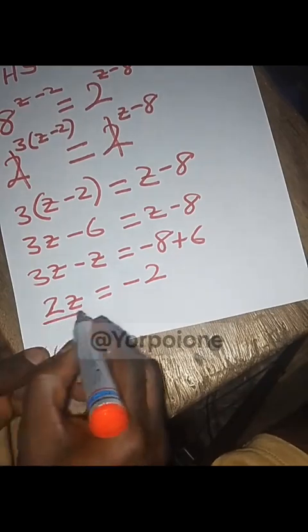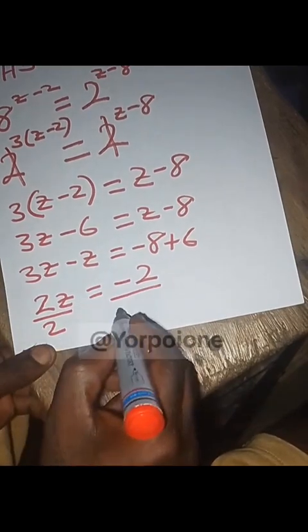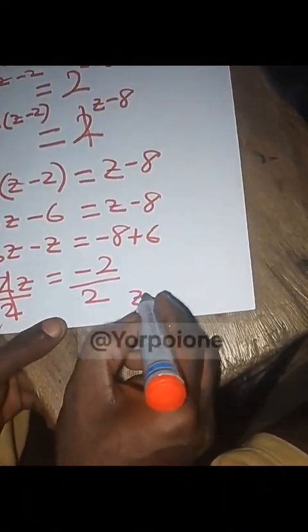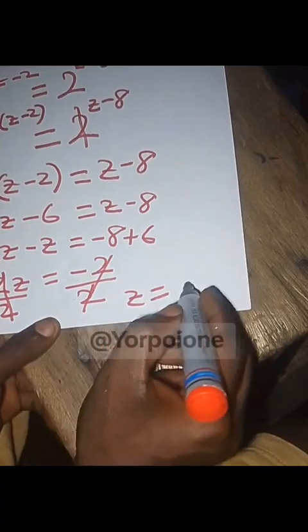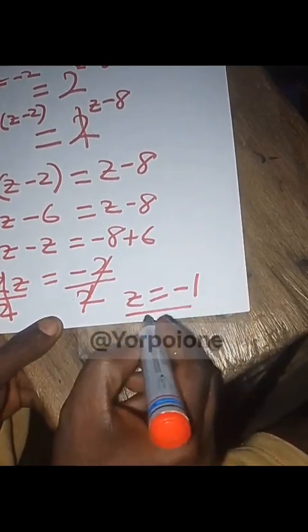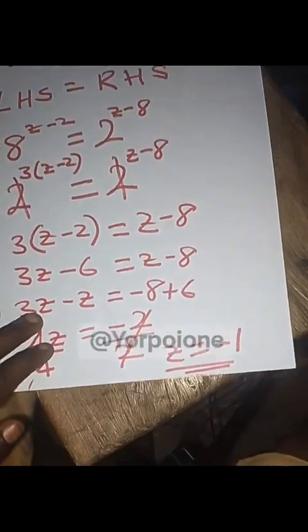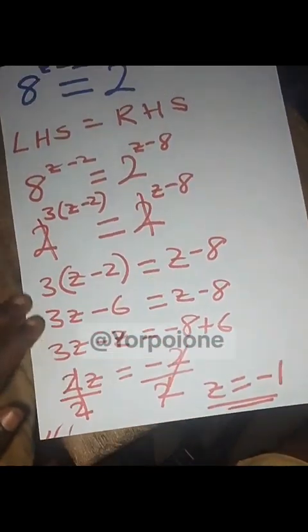We are looking for z, so we divide both sides by 2. So z is equal to minus 2 divided by 2, which is minus 1. So that is it, we have solved the second question.